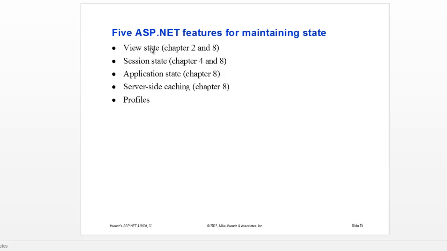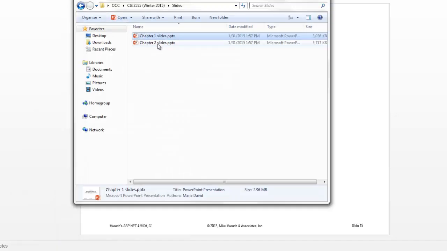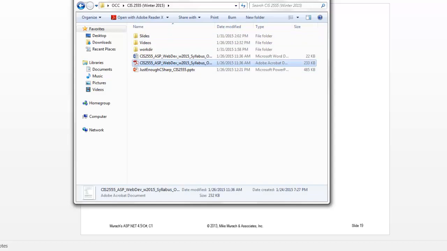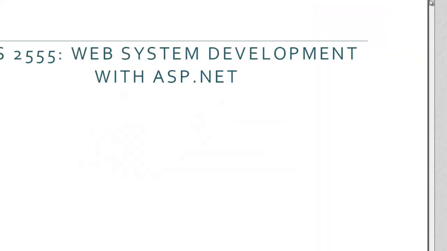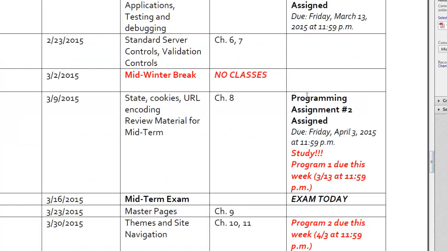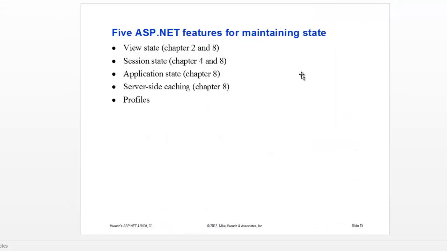We'll talk about view state a little bit in Chapter 2, and then Chapter 8 also talks about it extensively. You'll notice Chapter 8 is big on maintaining state. I think we cover it in a few weeks. Let's see when. I'm pretty sure we cover it though. Yeah, Chapter 8, when you get your program assignment 2 in early March, we'll talk about state, cookies, and URL encoding just before the midterm. So we will go over this more extensively, but for right now, in Chapter 2, they'll give you a little more information about it.